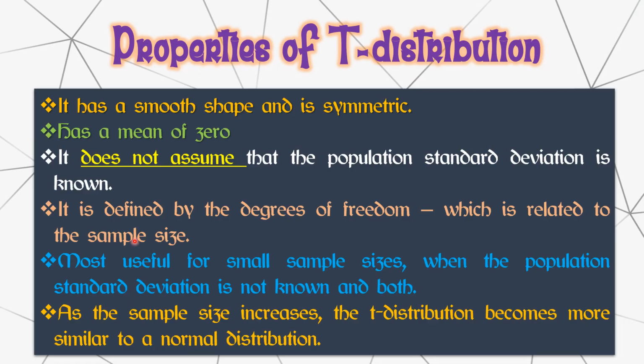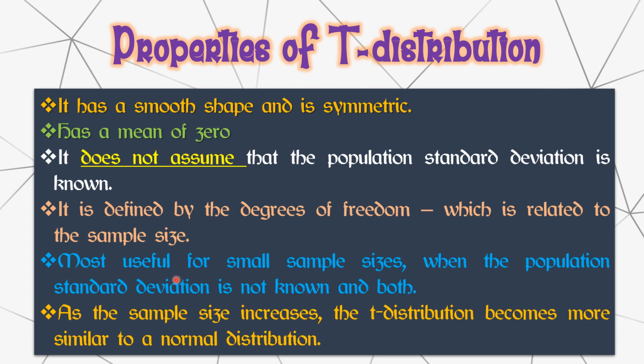Let's now talk about the properties of the t-distribution. Just like the normal distribution, it has a smooth shape and is symmetric. It also has a mean of 0 that is located at the center of the curve. Unlike the normal curve, the t-distribution does not assume that the population standard deviation is known. There is no assumption at all, because the t-distribution wants the accuracy and precision of results. So it is defined by the degrees of freedom, which is related to the sample size, which we'll be talking about later after this slide.